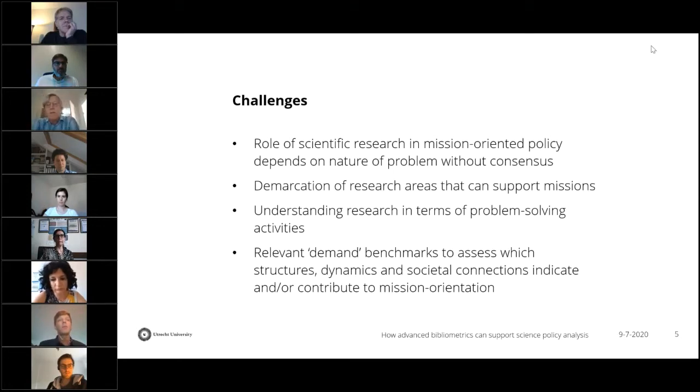And finally, there's a question about what relevant demand or need-based benchmarks could be if you want to assess which structures, dynamics, and social connections indicate and or contribute to mission orientation. So, for instance, the burden of disease has been used in one of the studies as a relevant demand benchmark, and of course this is being done with caution, but there are all kinds of questions in terms of what that indicates in terms of mission orientation type of thinking.